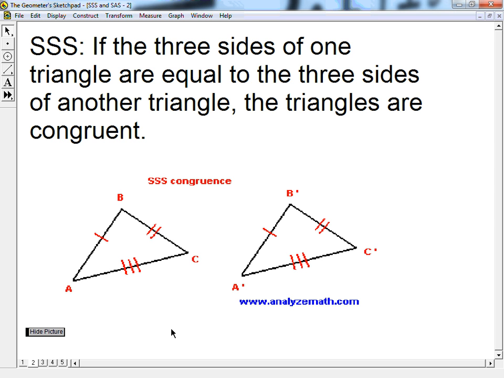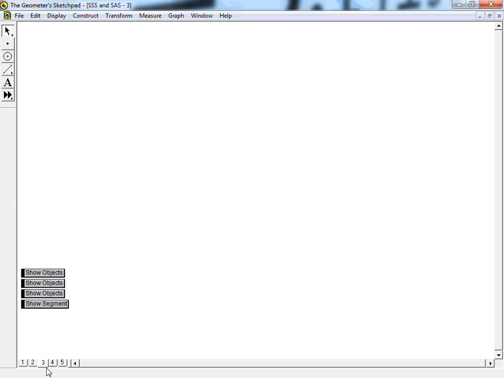Once again, the way we can mark the side, I can give you the measurements, the value, or I can just mark it with the one side. Okay? Alright. The other rule we're going to look at is side, angle, side.